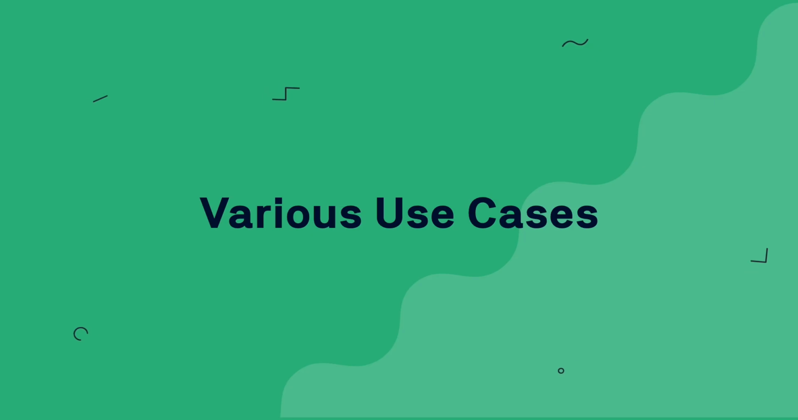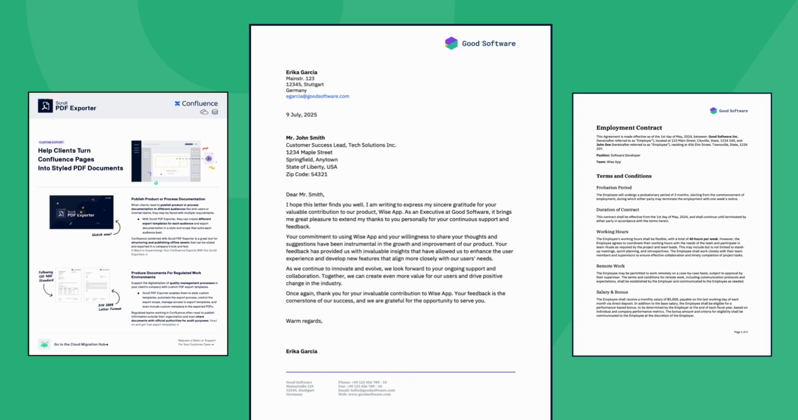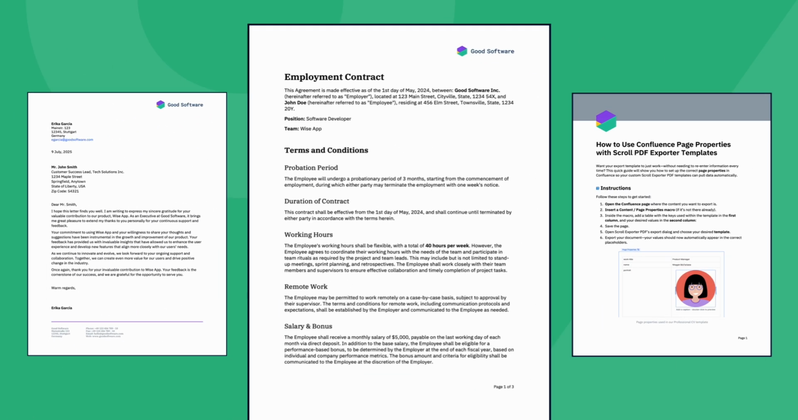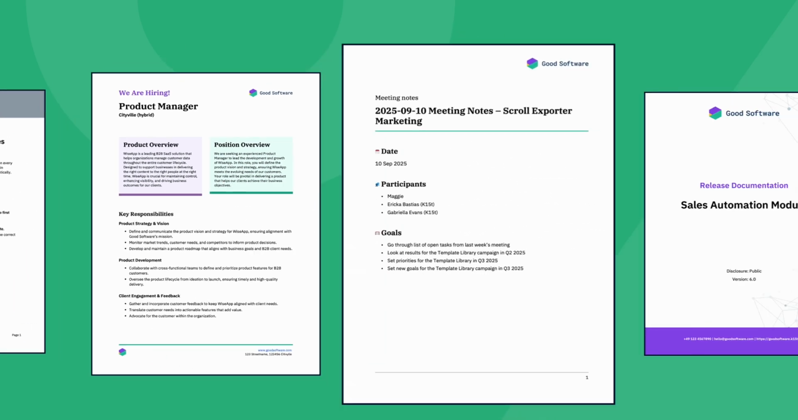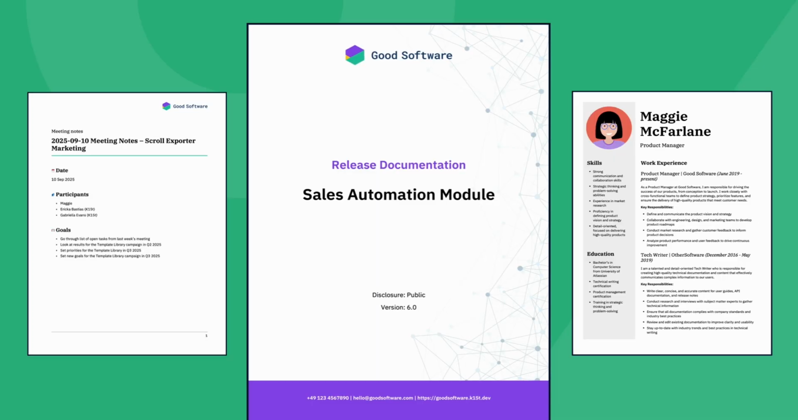Export various use cases. From product fact sheets and how-to guides to contracts, CVs, and technical docs, you can export many different things with Scroll PDF Exporter.